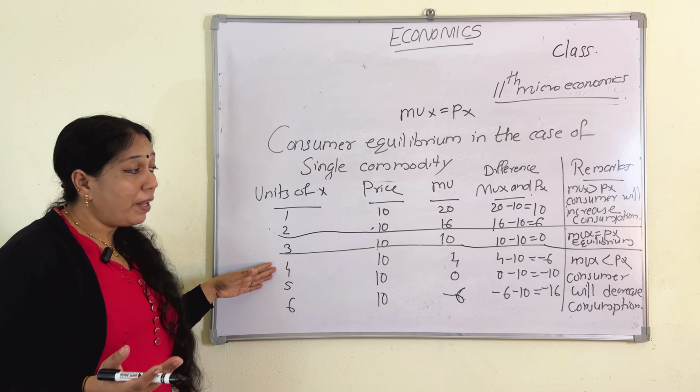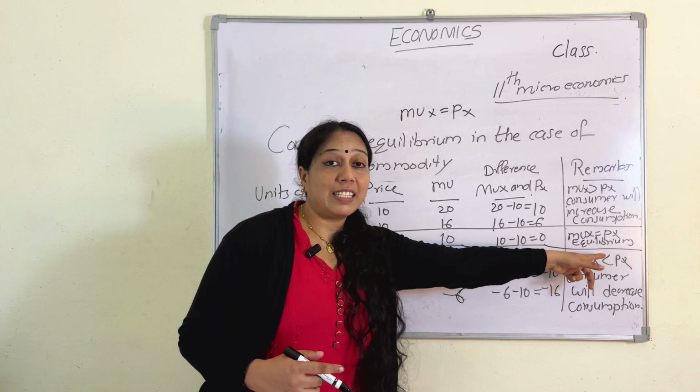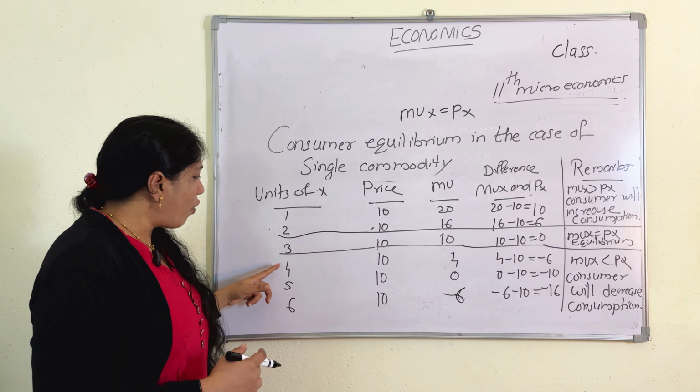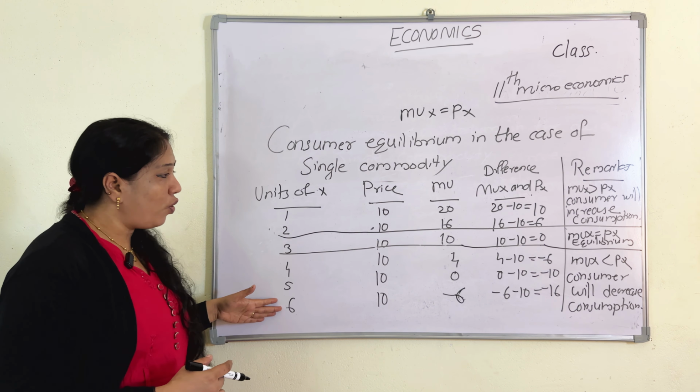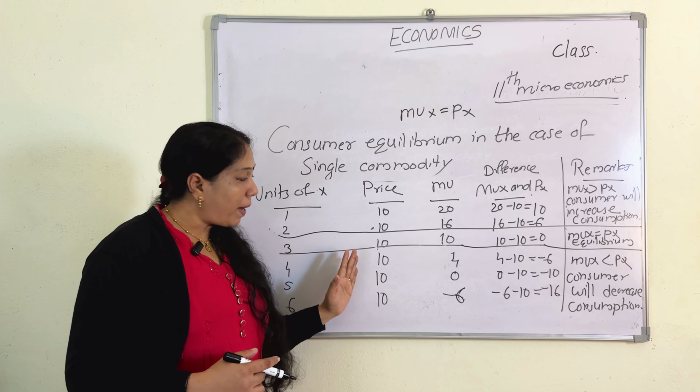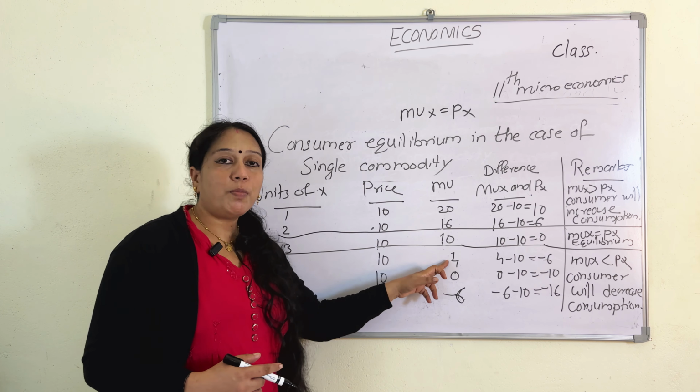Here the next disequilibrium condition is MUX less than PX. Here the 4th, 5th, 6th units, you can see that the price is more, 10. What about the marginal utility?